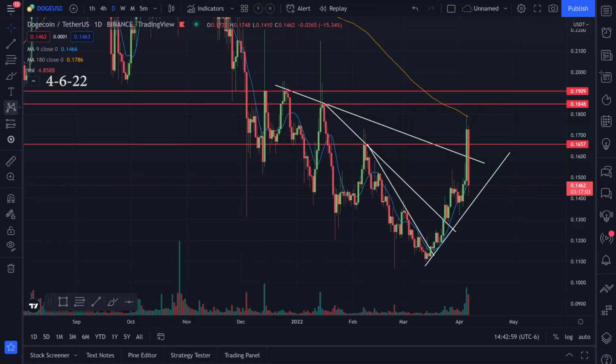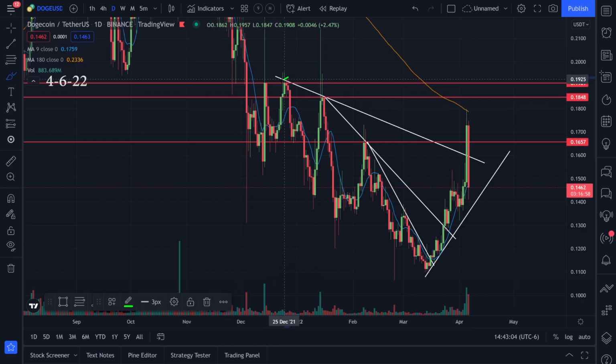Let's take a look at the chart action for Dogecoin. Okay, so here's what I was looking at in yesterday's video. I was watching this resistance and this resistance. I drew a trend line going down right here. What I was talking about is I want to see the day.